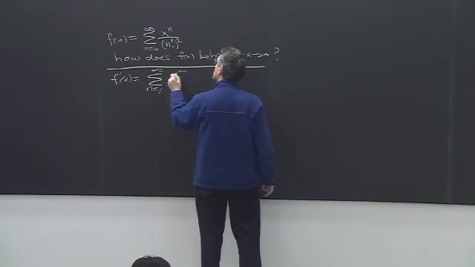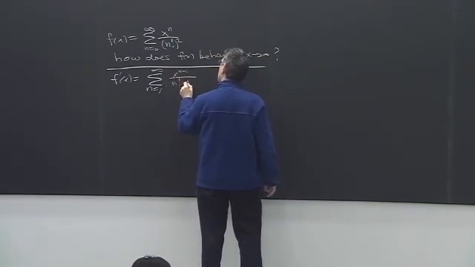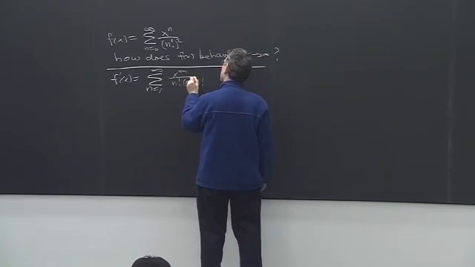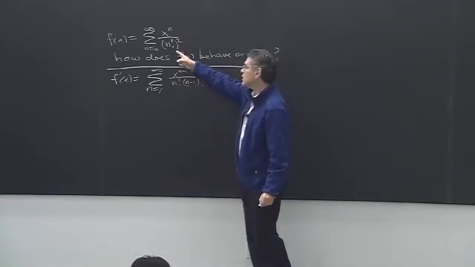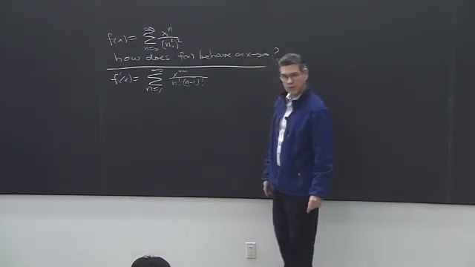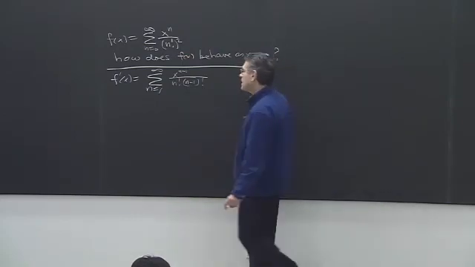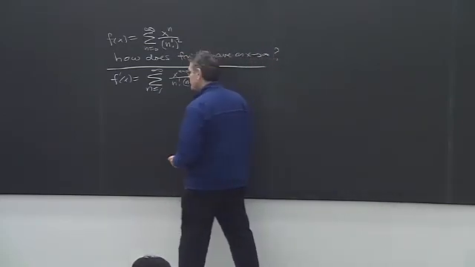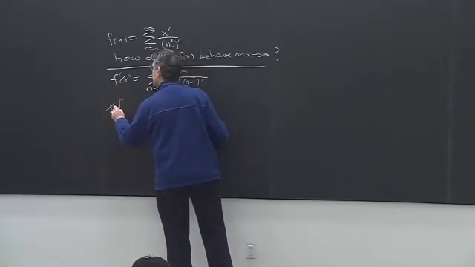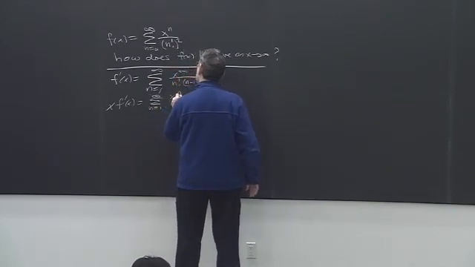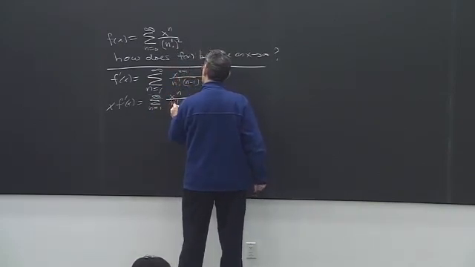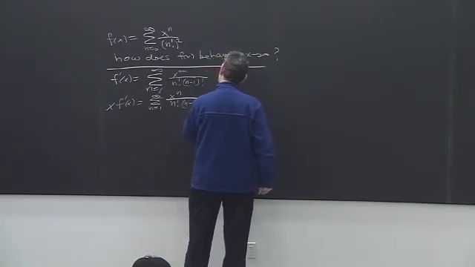X to the n minus 1 over n factorial n minus 1 factorial. You agree? Okay, take a derivative. One of the n factorials turns into an n minus 1 factorial. Okay, now let's multiply back by x. Okay, x f prime is the sum from n equals 1 to infinity x to the n over n factorial n minus 1 factorial.